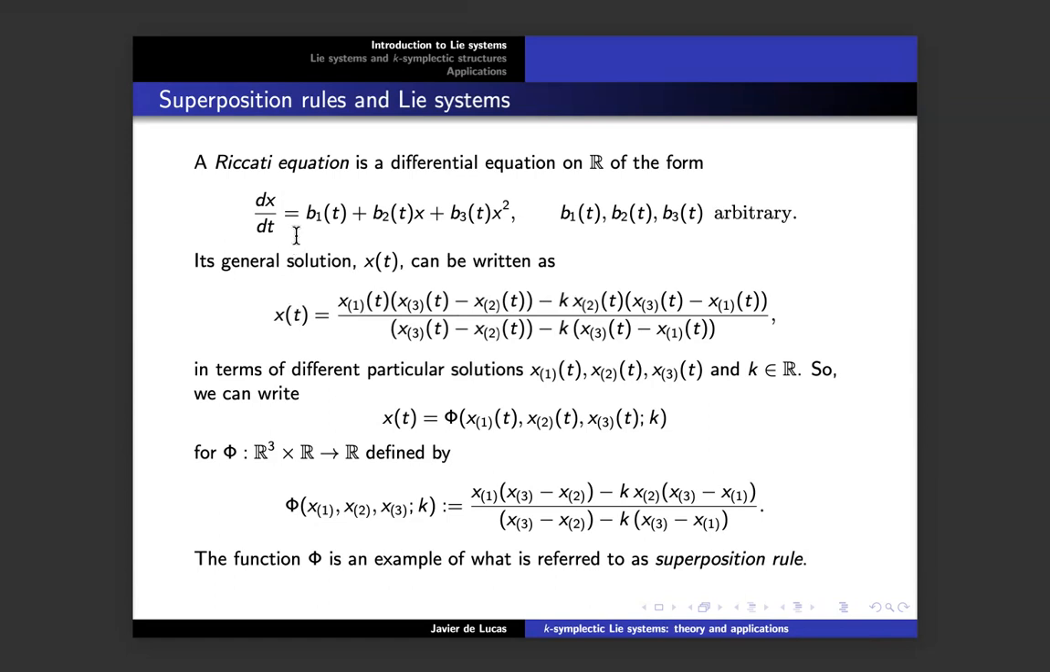So why is this important? This is interesting and important because normally, for b1, b2, b3 arbitrary time-dependent functions, you don't know which is the solution of this equation. You are not sure. And even if you can get the general solution, it can be difficult to describe the general properties of the general solution.